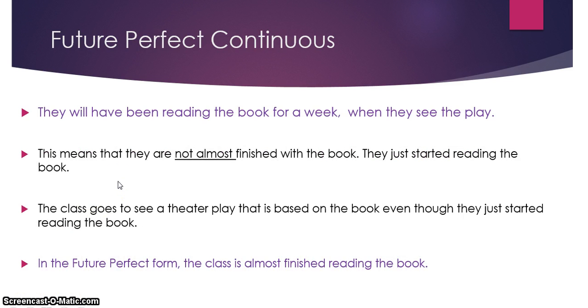Let's look at the example of reading a book. They will have been reading the book for a week when they see the play. This means that they are not almost finished with the book. They have just started reading the book. Okay, they've been reading the book for just 1 week. And this means the class goes to see a theater play that is based on the book, even though they just started reading the book. Remember, in the future perfect form, the class is almost finished reading the book. But in the future perfect continuous form, they are not almost finished. They have just started to read the book.